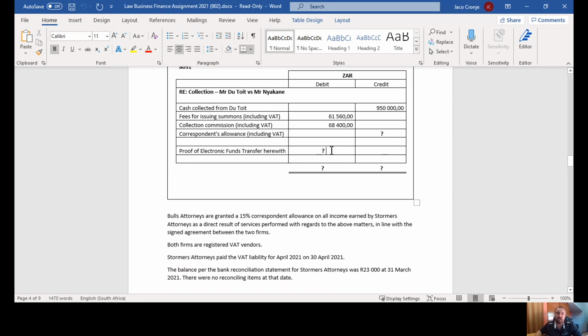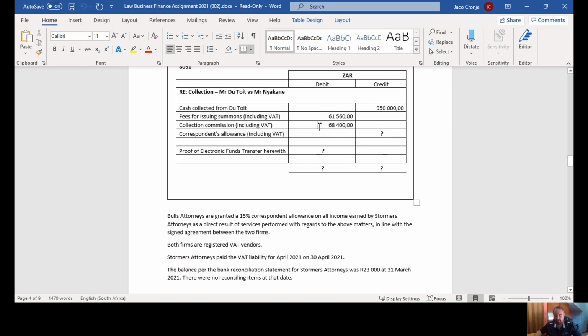Okay, so I just quickly want to go back to this one here. Our fees for issuing a summons, that is a journal entry. It's going to affect our client account. We're going to take the VAT portion out. Remember, this amount here is including VAT. So you've got to take the VAT out to the VAT control account, and then the balance should be allocated to professional fees. Collection commission works exactly the same.